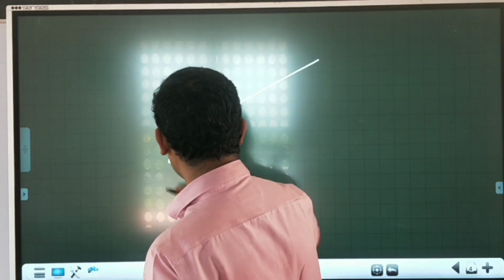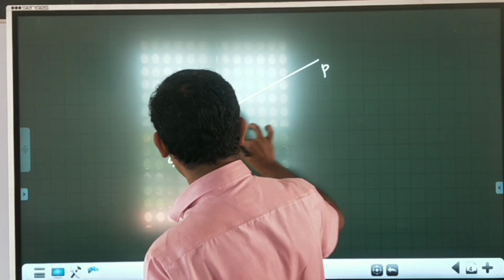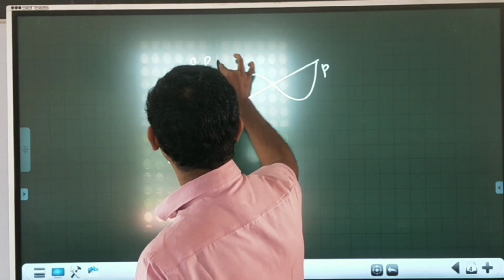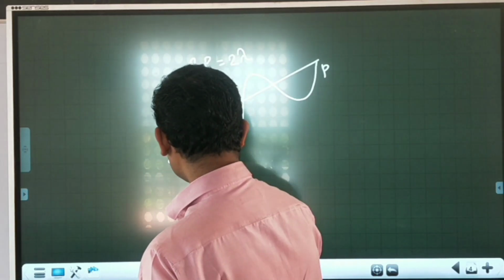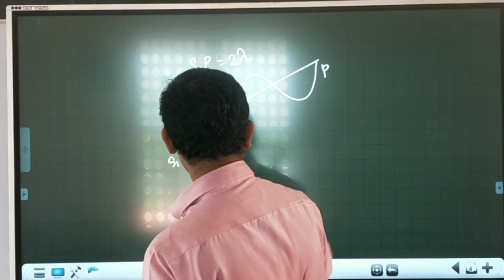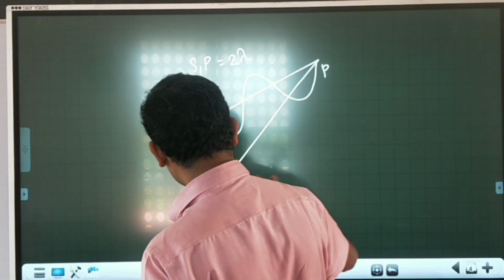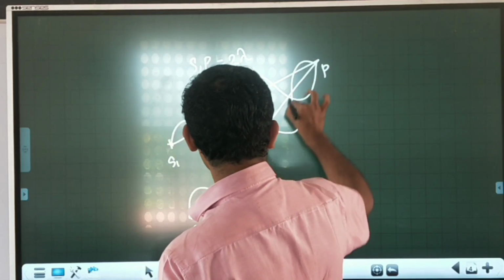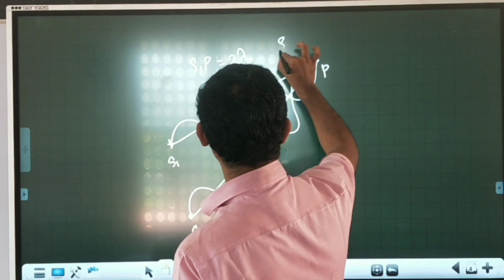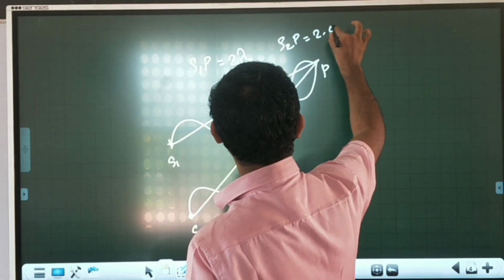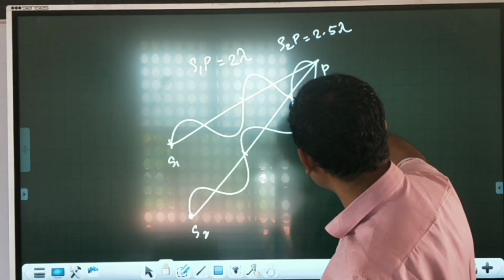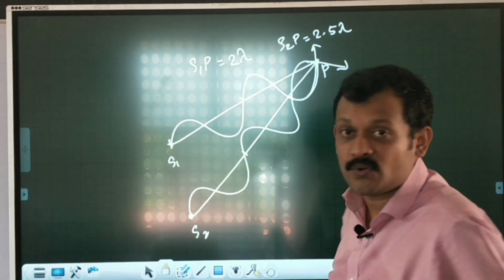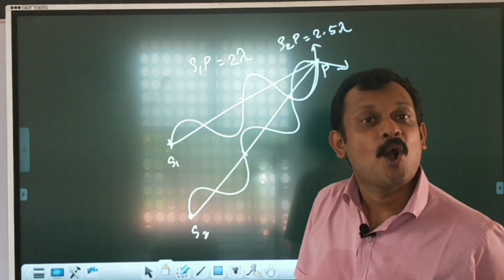So this is S1P. So this S1P is equal to 2 lambda. And the point is 2 here. Now what is it? This is lambda, this is 2 lambda, 2.5 lambda. So S2P is equal to 2.5 lambda. Now how are they superposing? The first wave reaches in this one. Second wave reaches here in this one. That means they are superposing in the opposite sense, right?